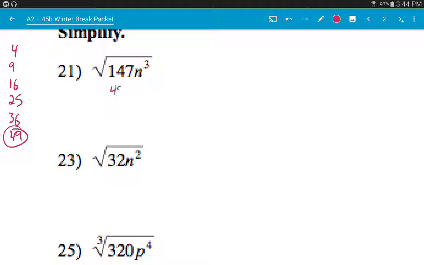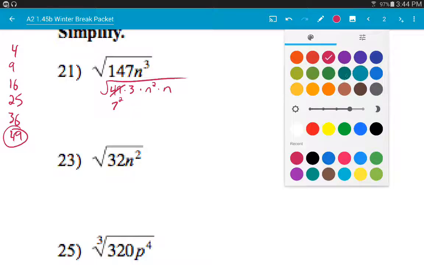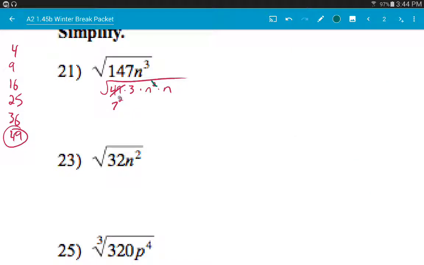This can be turned into 49 times 3. The n cubed can become n squared times n. 49 is equal to 7 squared. And now I can bring out these two. The n and the 7 can give up their squares, and the bouncer will let them on through. So I get 7n, and the 3 and the n are left underneath.